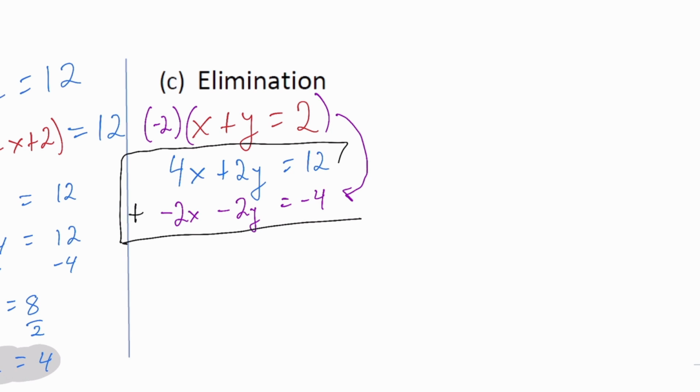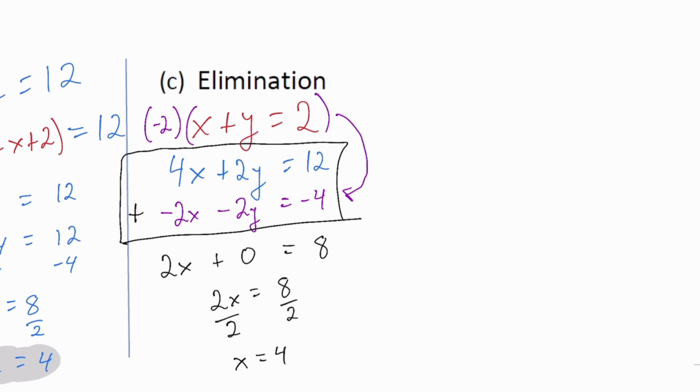If I add straight down, you'll notice that 4x and negative 2x makes positive 2x. 2y and negative 2y makes 0y. So I don't even have to write anything there, but I'll just go ahead and put 0 there. Is equal to, well, 12 plus negative 4 is 8. So now I end up with 2x is equal to 8, which we've seen before. So that means if I divide by 2, I get x is equal to 4.